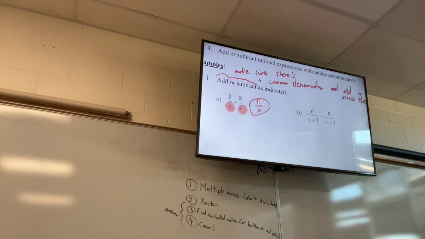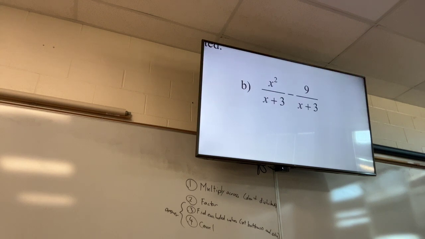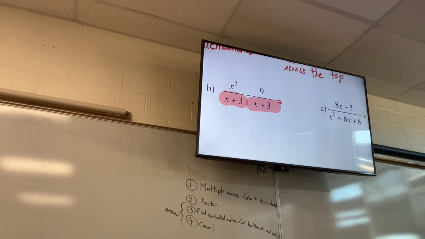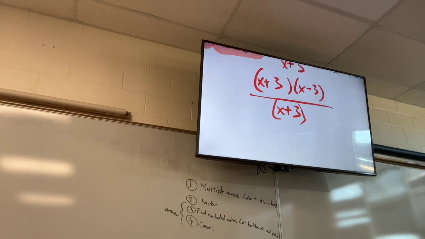Do I have a common denominator? Yes, the denominator is the same, so it's really easy. So I just subtract across the top, right? The directions don't say this, but if we wanted to, we can simplify this. So we can factor the top into that. Then setting the bottom equal to 0 gives us this excluded value.